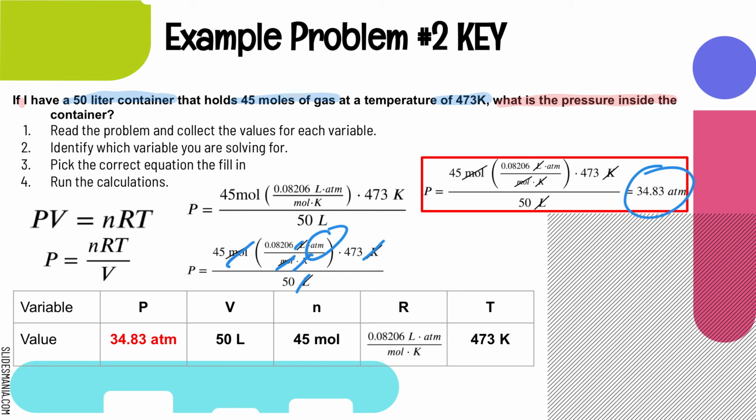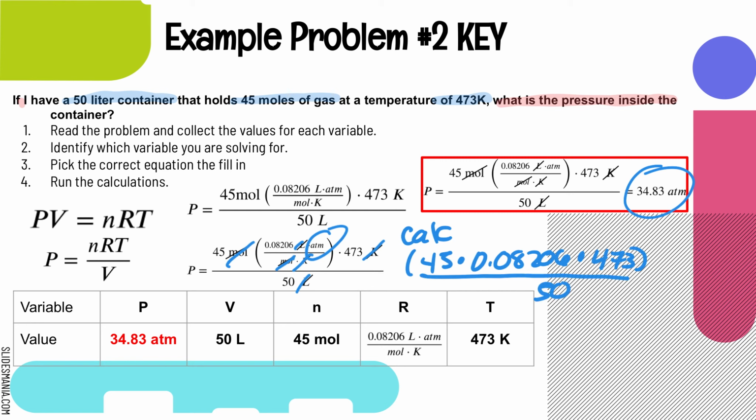Remember, if you're using it in a calculator, you would do parentheses 45 times 0.08206 times 473, then all of that divided by 50. Okay? You have to put the top in parentheses and then divide by 50. Otherwise, your calculator will give you an incorrect answer because you inputted it incorrectly.